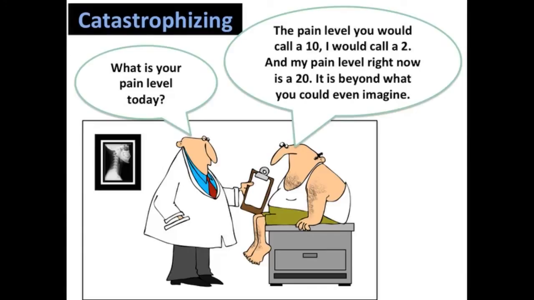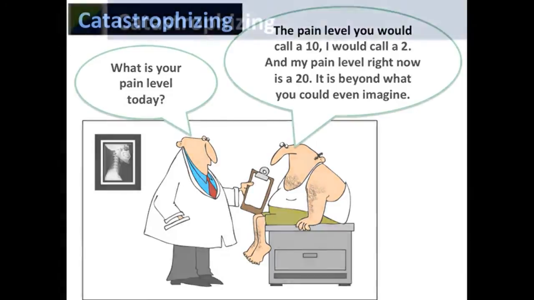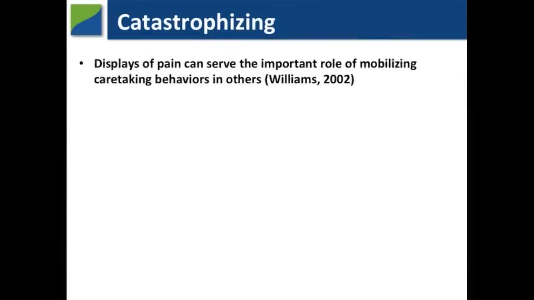So catastrophizing is related to behaviors that are adaptive. And what research has shown is that many animals will exhibit pain behaviors. It's a way of seeking care from others. The dog who's whining, a cat who's yowling, or other animals can exhibit pain behaviors, and it mobilizes the caretaking behavior of others. So when you're sick or injured, you might need to ask for help, and that's appropriate.